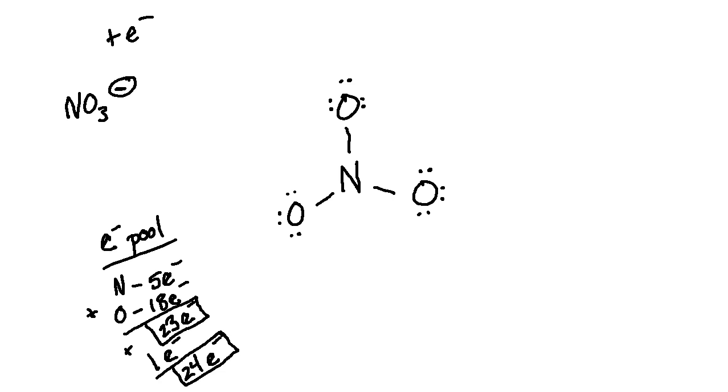6 of those come from lone pairs, and then 2 of those come from 1 bond. So there's a total of 8. We do this 3 times. 8 times 3 is 24. I've now depleted my entire electron pool.